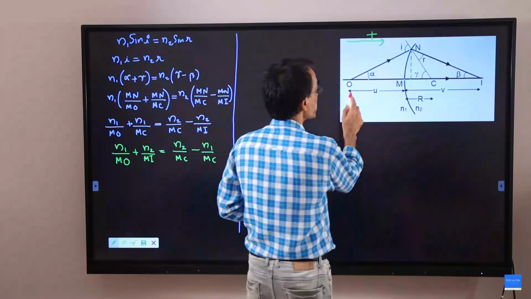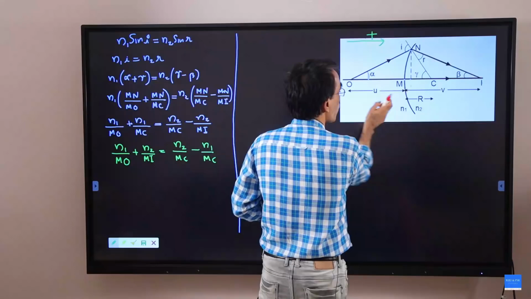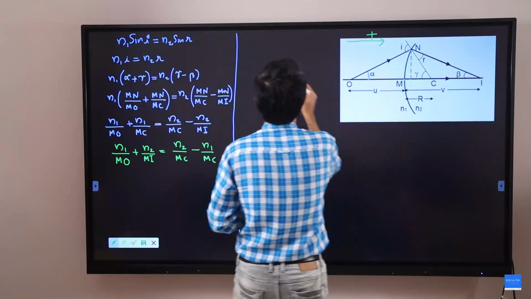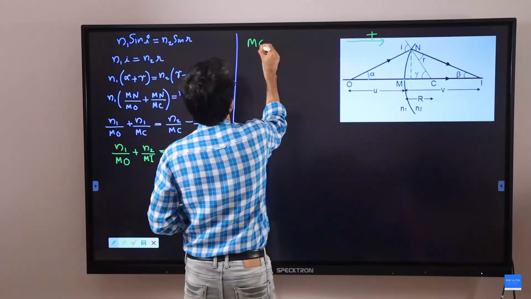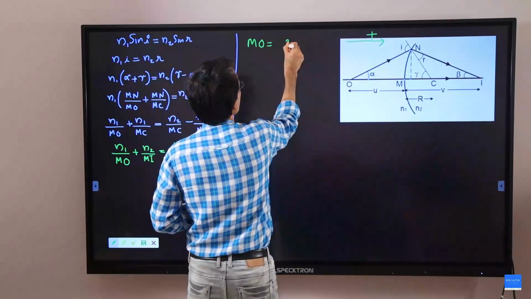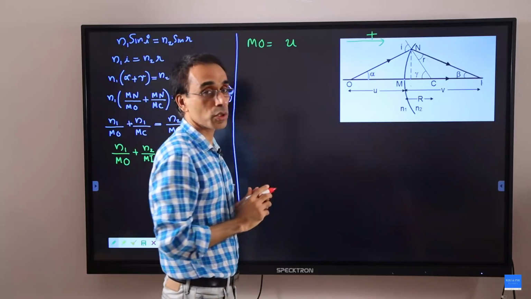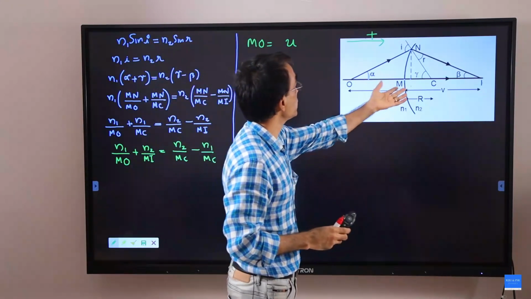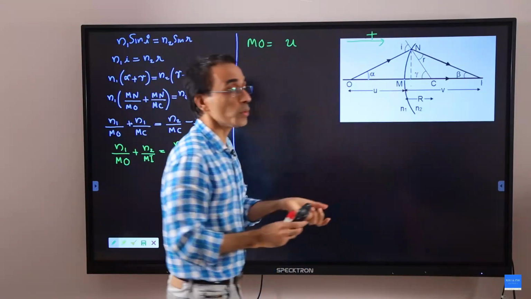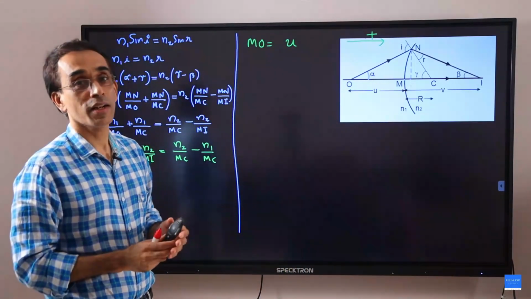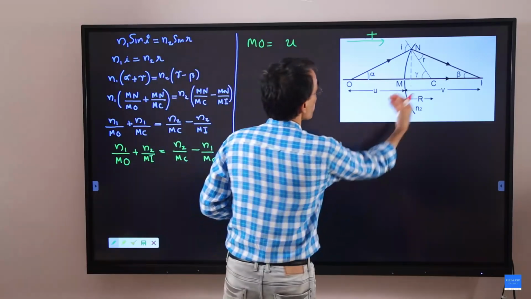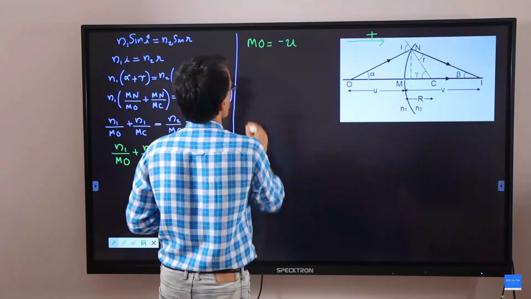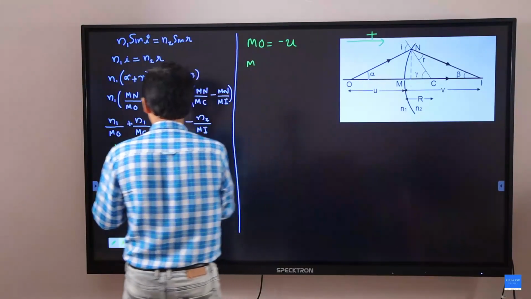So, if you want to measure object distance u, MO, what is MO? Is it equal to u? No, it is not equal to u. But people will say, why? It's u. Sir, it is u. But you have to use Cartesian sign convention. So, u is correct, but with the sign, it's opposite to light, so it must be minus.